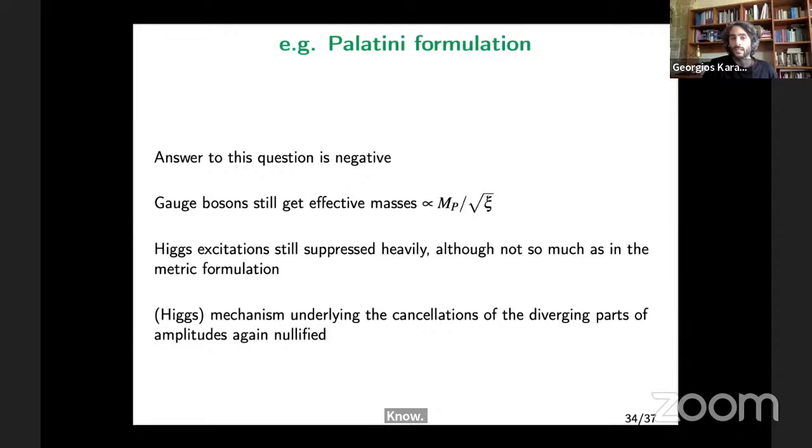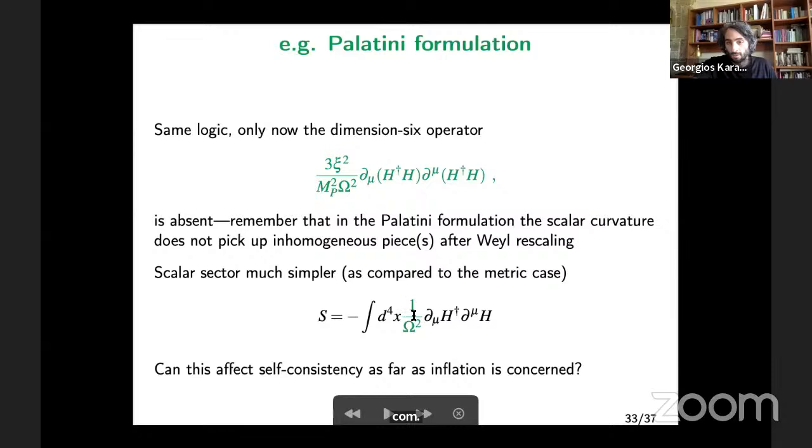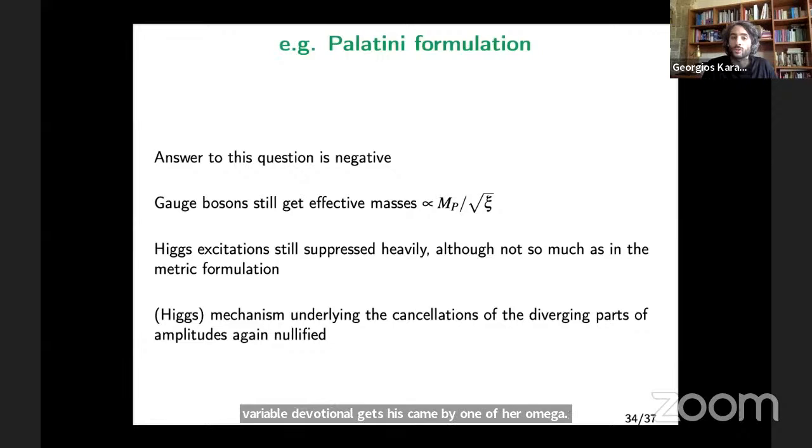We modify partially the gauge dynamics by giving the gauge bosons effective masses, which during inflation are proportional to M Planck over square root of xi. Again, we have the Higgs excitations coming from the covariant derivative, and the covariant derivative also gets rescaled by one over omega. This translates into the excitations being very suppressed, not exponentially, but still very suppressed as compared to the metric formulation. And again, this nullifies the Higgs mechanism that is responsible for canceling the diverging part of the amplitude. And actually, this brings me to my conclusions.